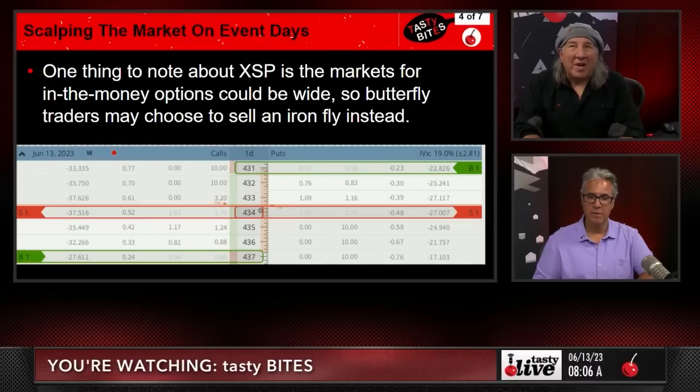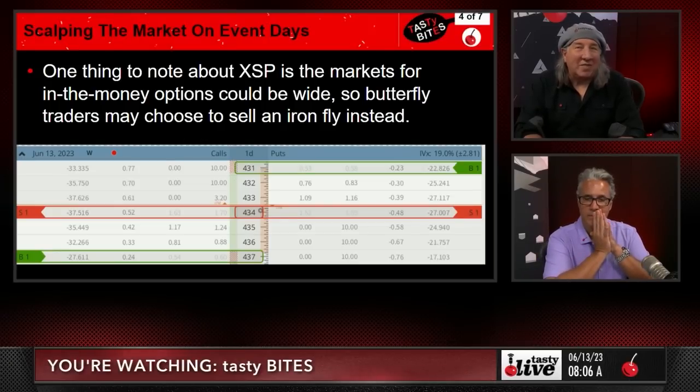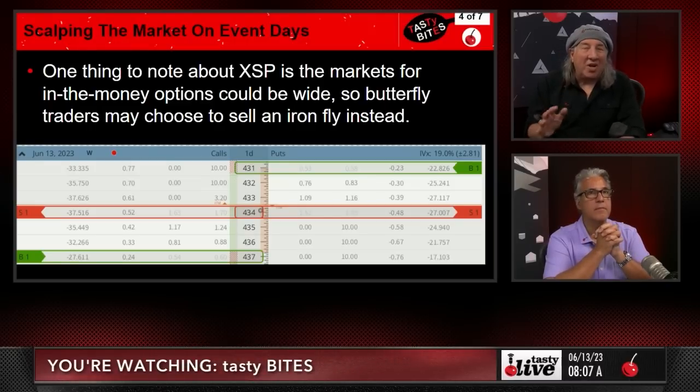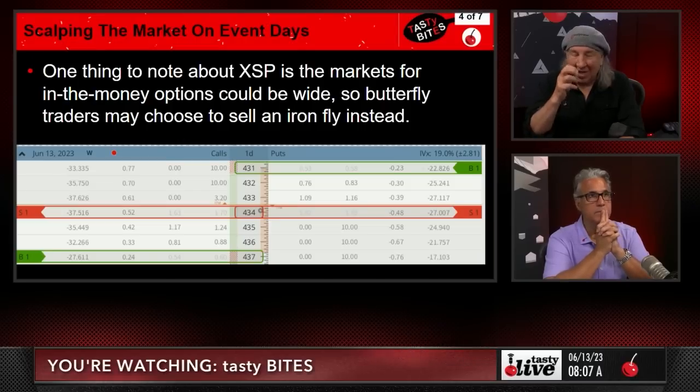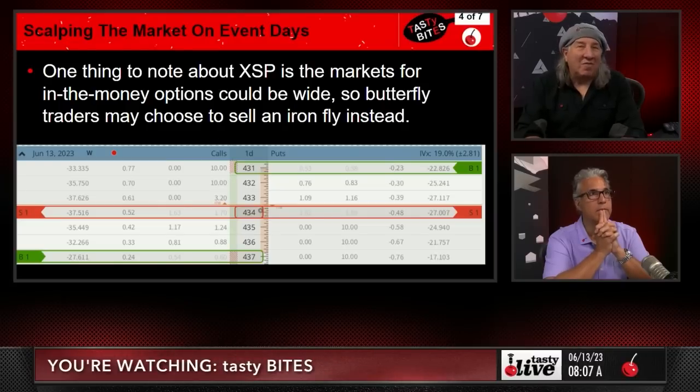The one thing to note about XSP is that the markets for the in-the-money options could be wide. So butterfly traders could choose to sell an ironfly instead, or a butterfly. It won't make any difference. Either way, you'll get a good market on the spread. It'll be the same market you'll get on the spread in the SPX, but it'll be 1/10 the size. It'll be exactly the same. They put an example of an ironfly up there.